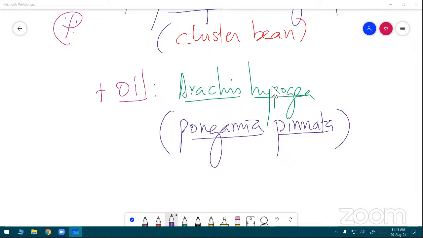Now, could you mention the binomial of groundnut? I'm talking about this groundnut, right? GN stands for groundnut. Which of the following is a binomial of groundnut? Arachis hypogaea. Repeat the word. Arachis hypogaea is a binomial of groundnut. And one more plant that we have discussed, Pongamia pinnata. It is called in Tamil Pungamaram, right? Okay.